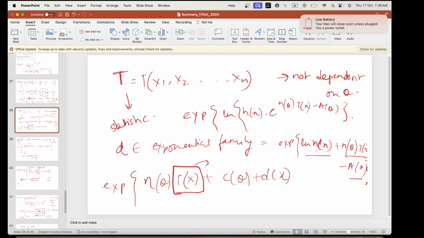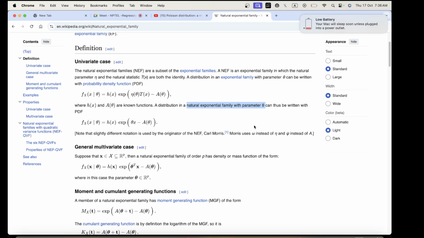If we map this with the form that has been discussed so far, a(theta) b(x) plus c(theta) plus d(x), whatever you have, that d(x) term is actually ln of h(x). So these are equivalent, but again, this is the natural parameter form.